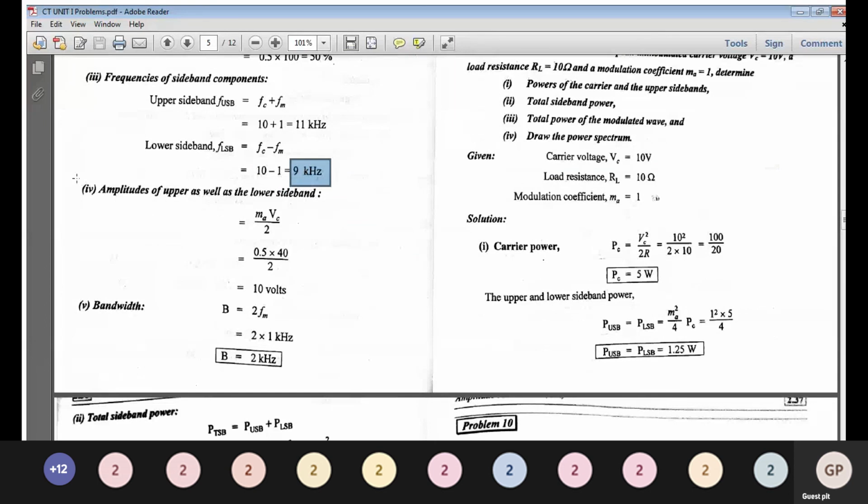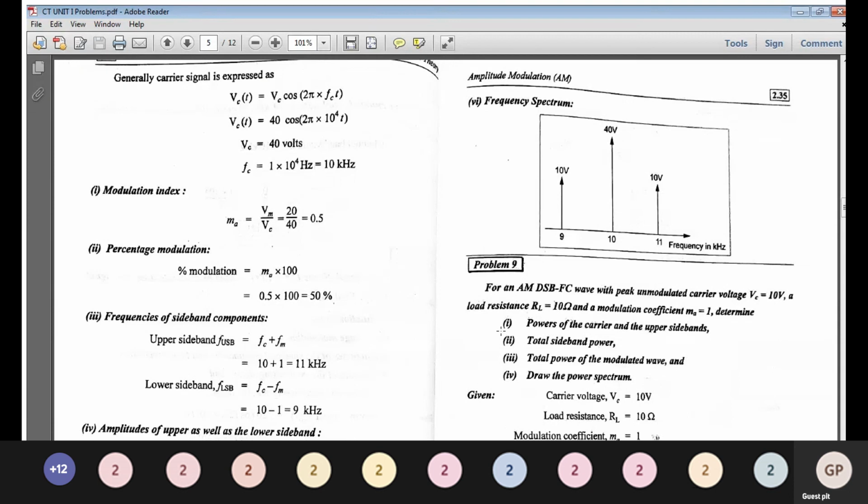Next, amplitudes of upper and lower sideband frequency. That is equal to MA Vc by 2. MA value 0.5, Vc equal to 40, divided by 2 is equal to 10 volts. So bandwidth is equal to 2 Fm. Fm value is directly provided, that is equal to 1 kHz. So 2 into Fm equal to 2 kHz. That is our bandwidth calculation.